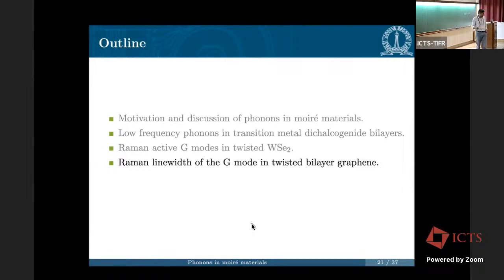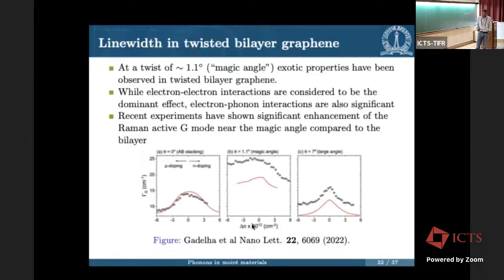So now in the last 10 minutes, let me quickly talk about the Raman line width of the G mode in twisted bilayer graphene. In twisted bilayer graphene near magic angles, there have been many interesting experiments electronically, but there are also some very interesting Raman experiments where they show that the Raman line width is much higher compared to what it would be for, let's say, an AB stack graphene. And in general, in twisted bilayer graphene, it is believed that the electron-electron interactions are perhaps the most important effect.